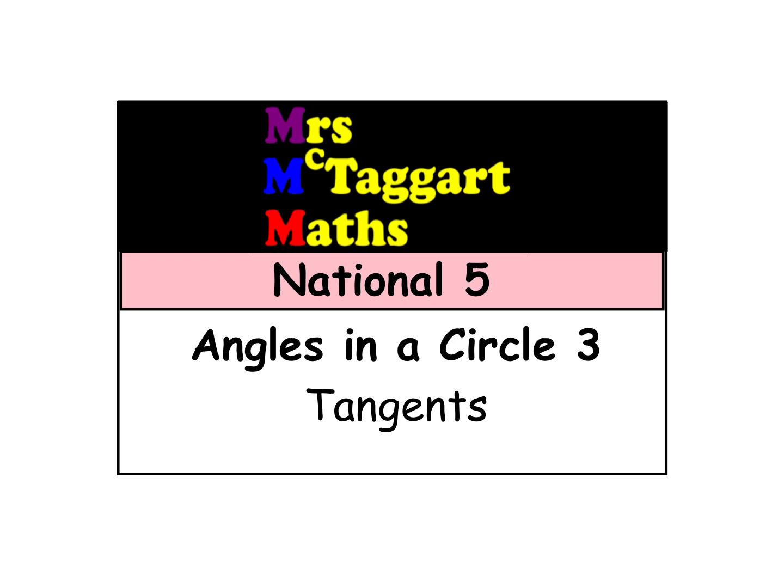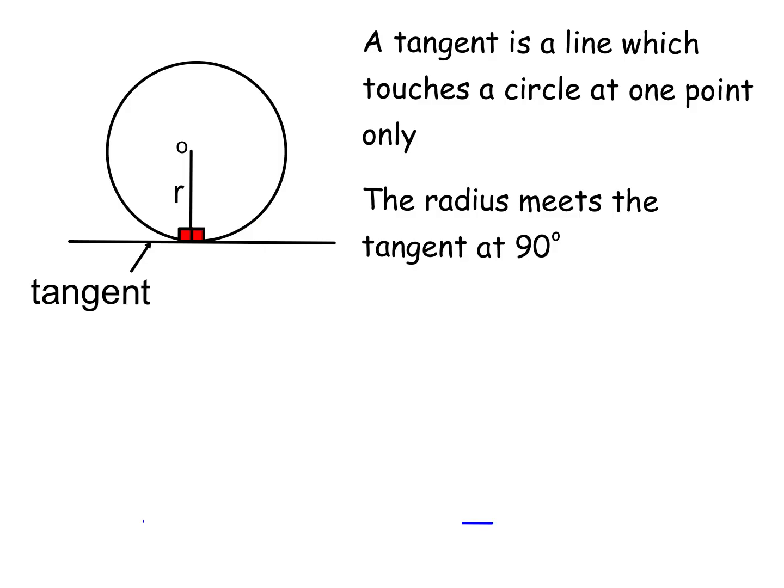Today we're looking at tangents. Now a tangent is a special line related to a circle. You will meet it again if you go on to do Higher, but it's really important to spot and understand what a tangent is. So a tangent is a line that touches a circle at one point only, so it just touches it. So I've drawn a tangent here.